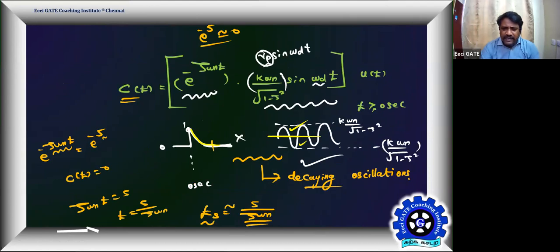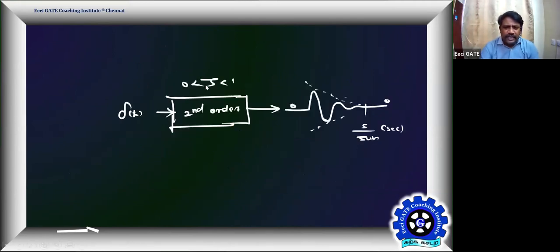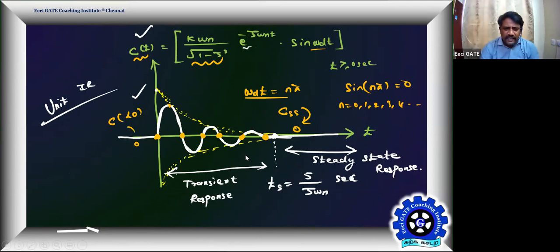That is simply indicating a product of exponential decay with the sustained oscillations. So we concluded that product as a decaying oscillation. With that knowledge, we're able to plot the impulse response C of t. That's what we need to remember. The expression has to be remembered, and the corresponding graph has to be remembered for the unit impulse response. That concludes the unit impulse response of a standard second order system. So let us begin the next one.